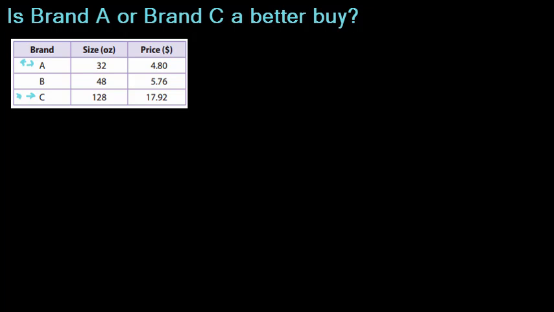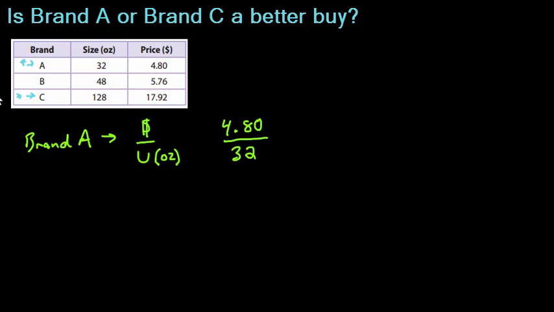All right, brand A. All right, so remember, we're going to start off with units. So we're going to put price up top. Now, it doesn't matter if you put price up top or price underneath. You just need to make sure that you're consistent. All right, so price for brand A is $4.80. And we have 32 ounces.